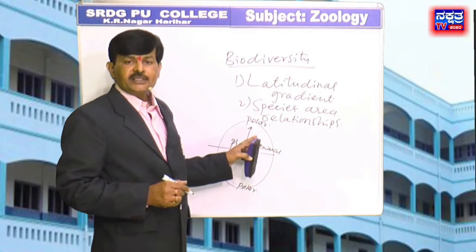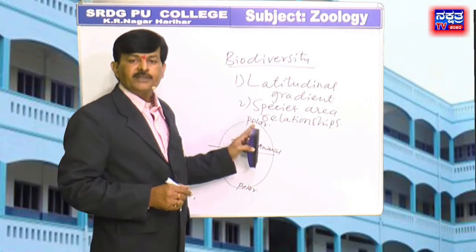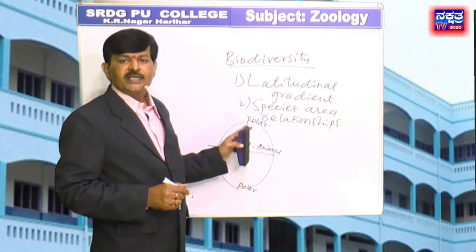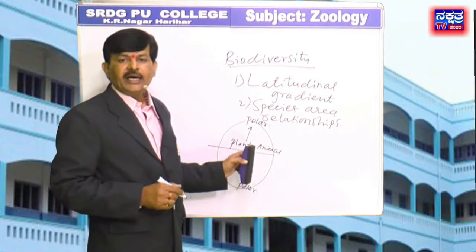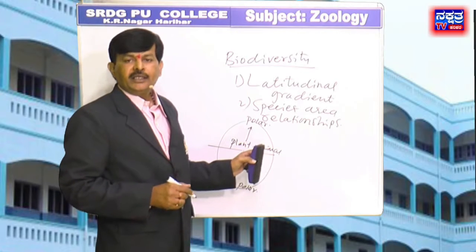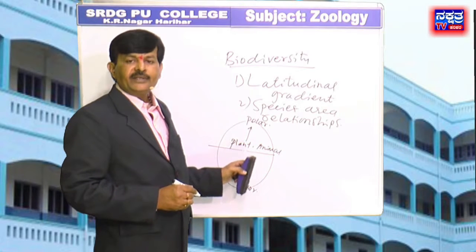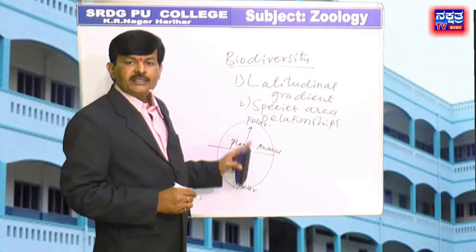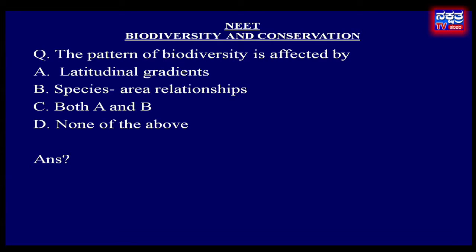Regarding species area relationships, Alexander von Humboldt observed the relation between an area and the species richness found in it. He found that as he increased the area of observation, the plant and animal diversity increased, but only up to a certain level. Therefore, in the given options, C, both A and B, is the right answer.